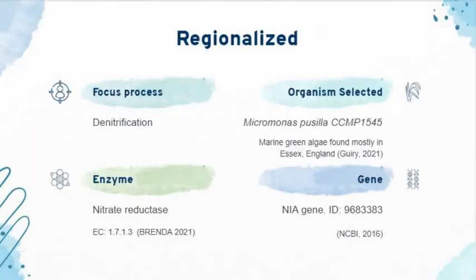For the purpose of our research, Micromonas pusilla was selected. This is a marine green algae found mostly in England. This organism has an NIA gene, which encodes nitrate reductase. Therefore, our focus process became denitrification.